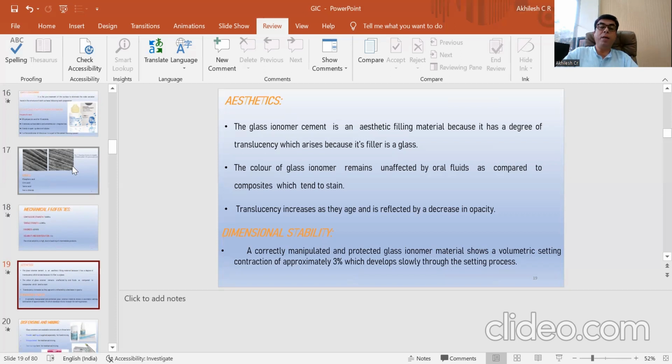The next property is dimensional stability. Correctly manipulated and protected glass ionomer material shows a volumetric setting contraction of approximately 3%, which develops slowly through the setting process.